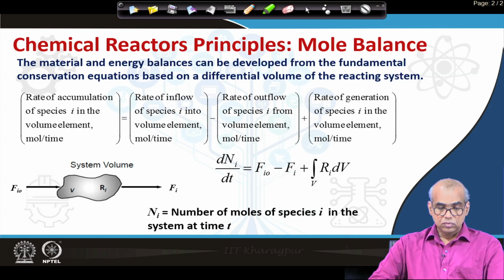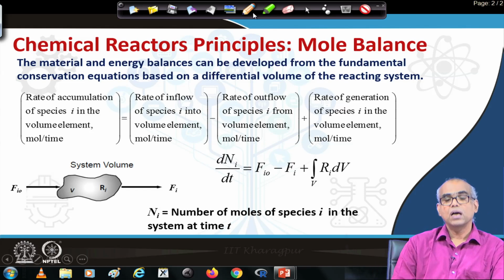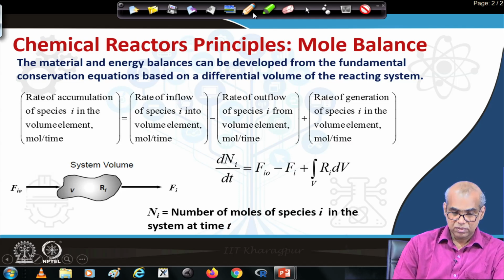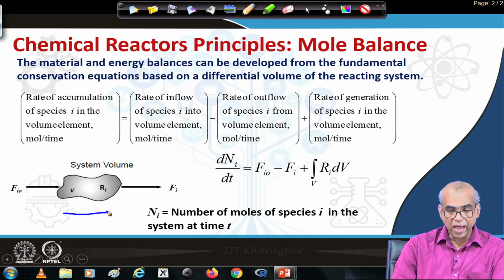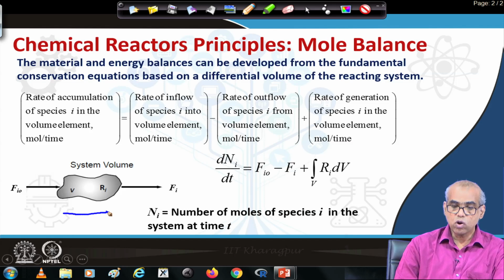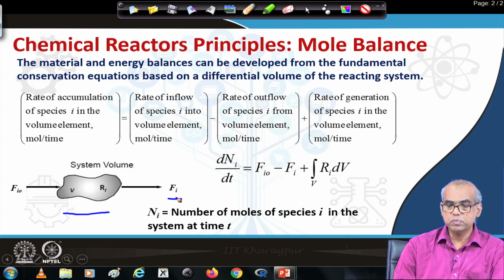Now, the design equations for the ideal reactors are based on the mole balance. So, if we consider a system volume, we define Fi0 as the rate of inflow of species i into the volume element in the unit of moles per time. Similarly, Fi is the rate of outflow of species i from the volume element in unit of mole per time.